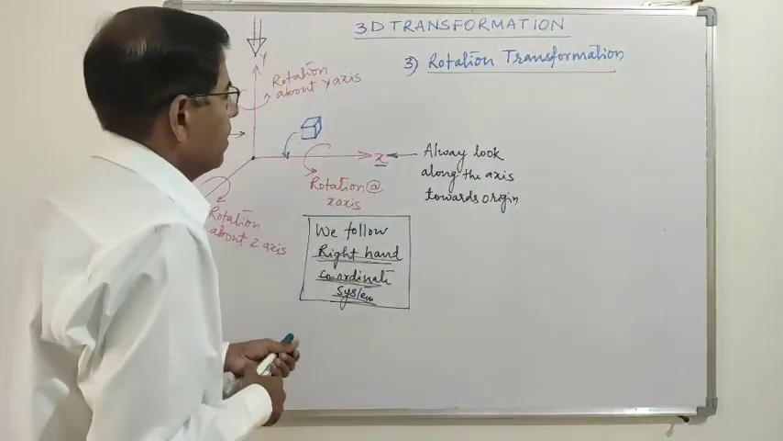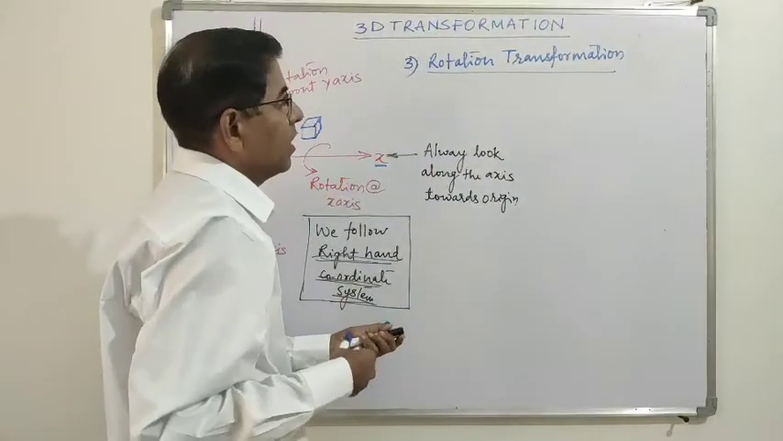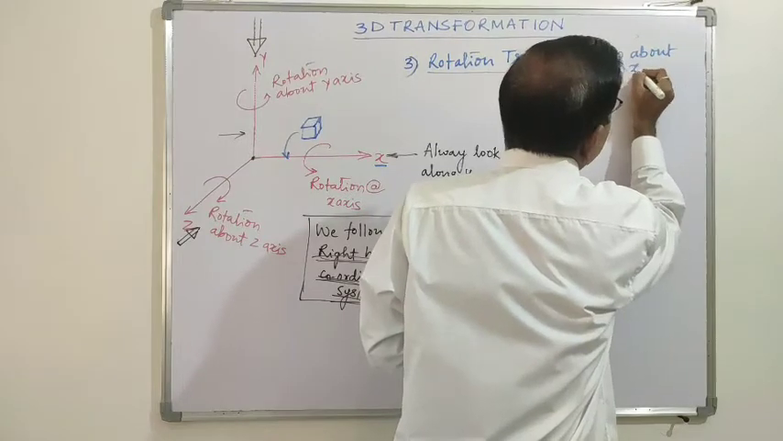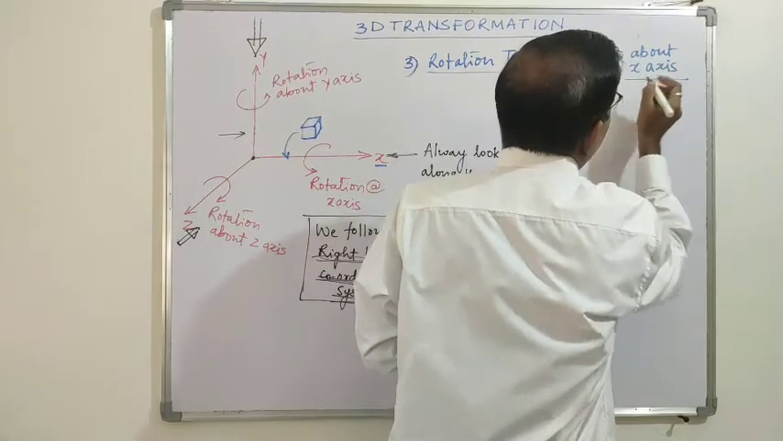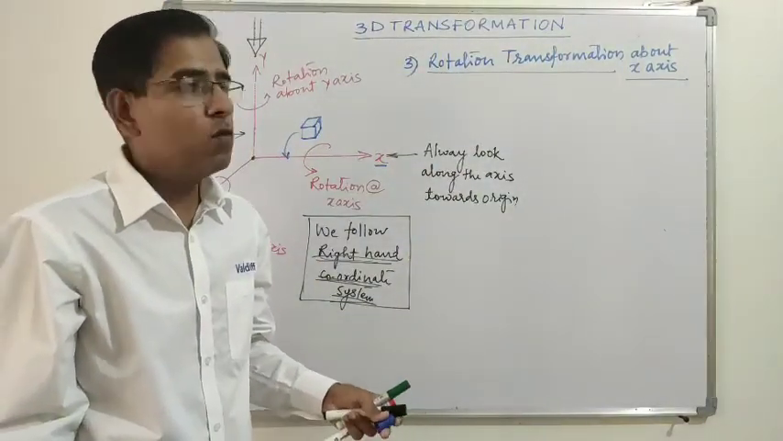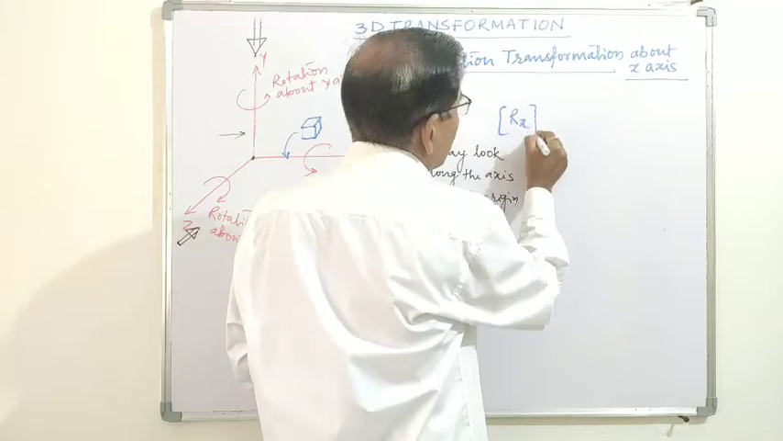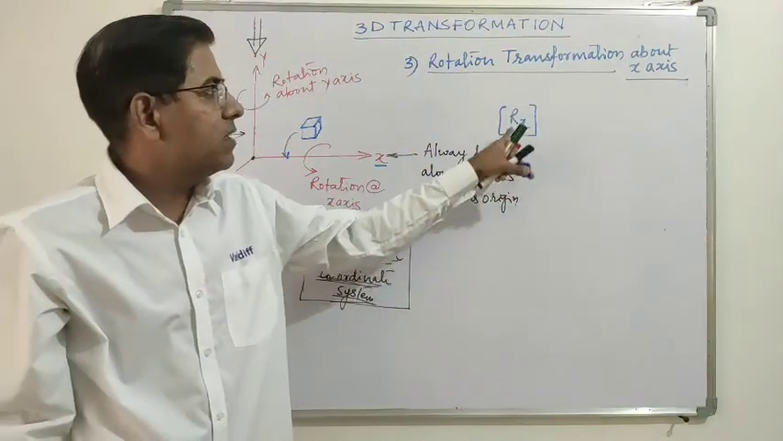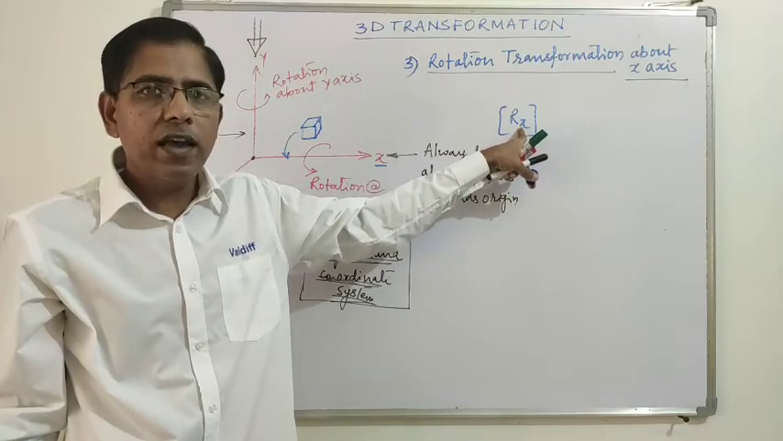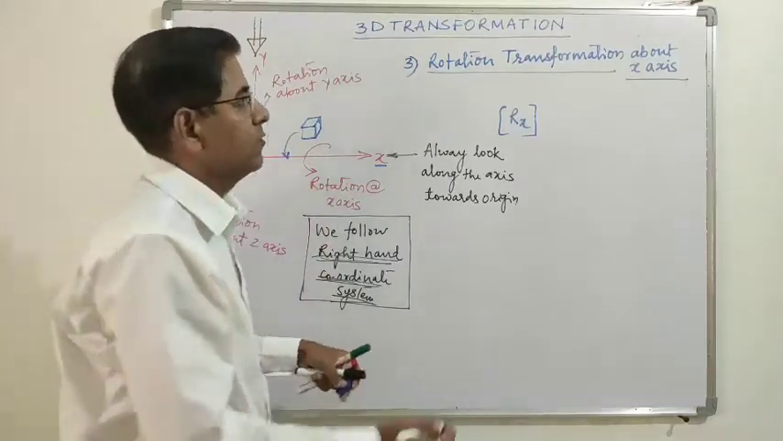Now there are three rotations. First we'll see the rotation transformation about x-axis. So what is the rotation transformation matrix about an x-axis? Rx, for rotation we use R, and the suffix x represents that the rotation is happening about x-axis. The object is rotating about x-axis.